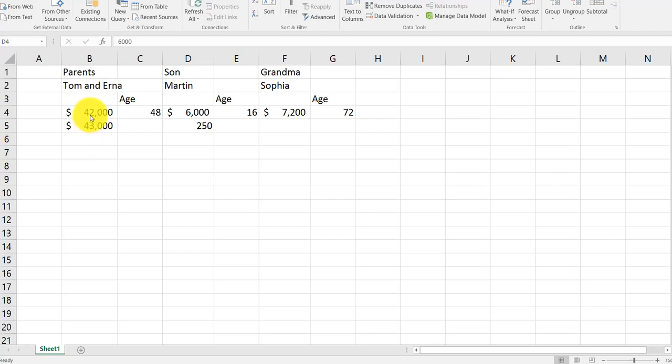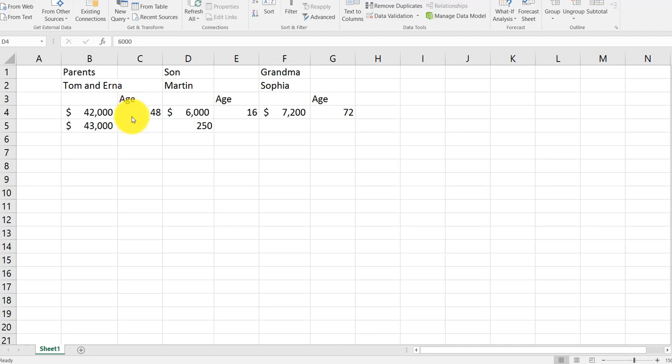And so as such, they would file one tax return for the 2 of them. This is their incomes. One of them makes 42, one makes 43. You would add that together. That would be their income. So that income is combined. So even though Martin lives with them and makes money, his income is not reported on his parents' return. This is not Tom and Erna's income. Only their income is reported on this return. Martin would file a tax return of his own, where he would report the amount of his income.